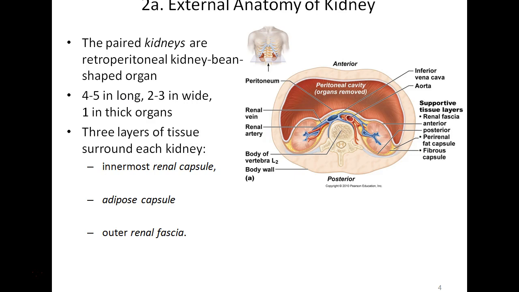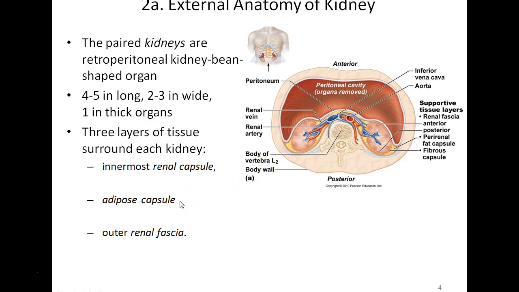And we have 3 main tissues surrounding the outside of this kidney. Number 1 is going to be our renal capsule. We'll see that in a slide or 2 down the road. And then we can see in this diagram, we have some yellow adipose that's going to cushion the kidneys. We're going to call that the adipose capsule.